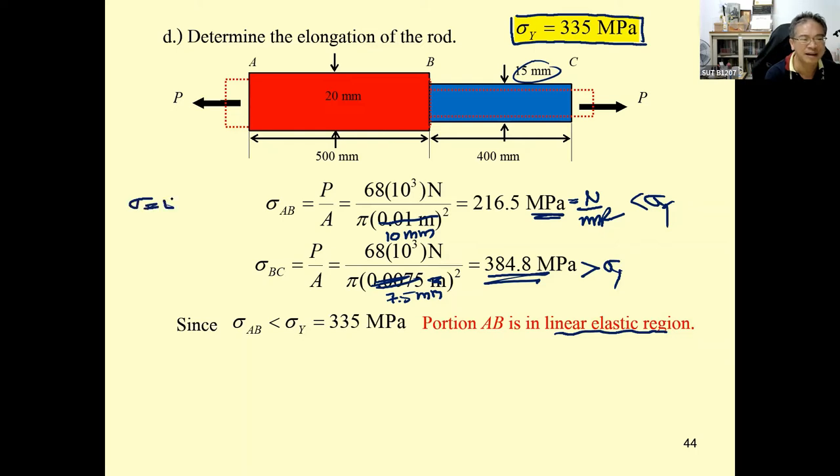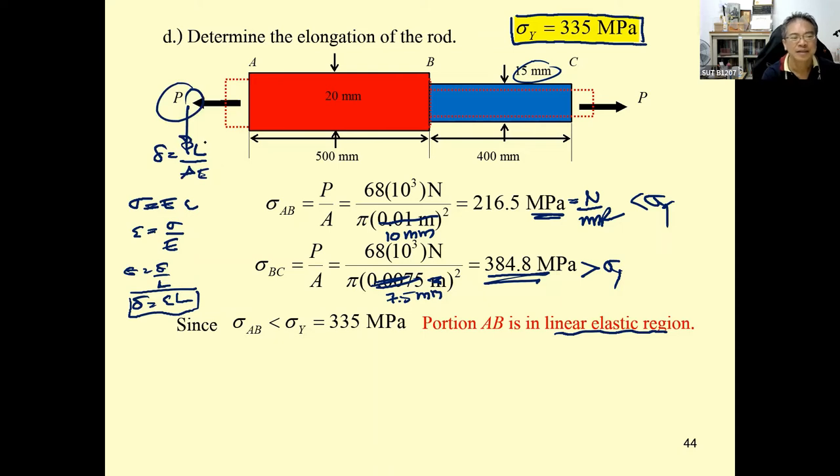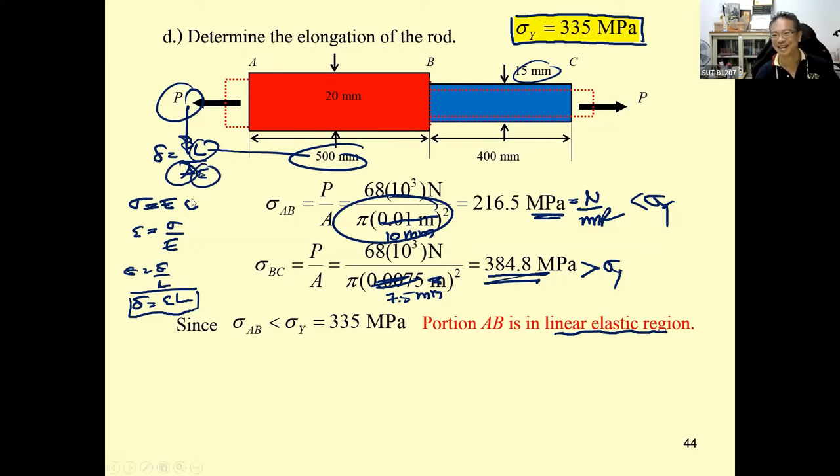When it is in the elastic region, Hooke's law is applied. You can determine the strain by stress divided by E. Your strain is delta over L, so you find the deformation by strain times L. Or if you prefer, you may use delta equal to PL over AE, in which P is 65 kilonewton, L is this one, A is pi R square, and then you got the E. You got the E from the previous one.